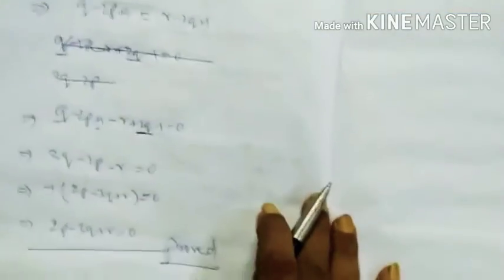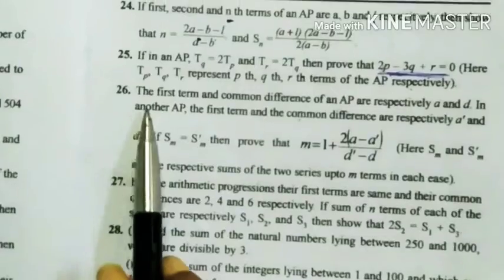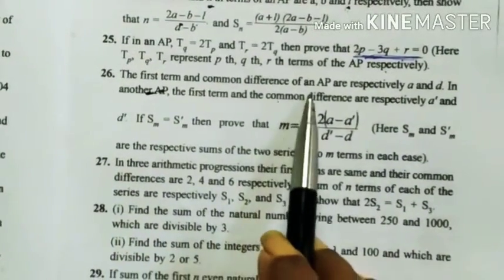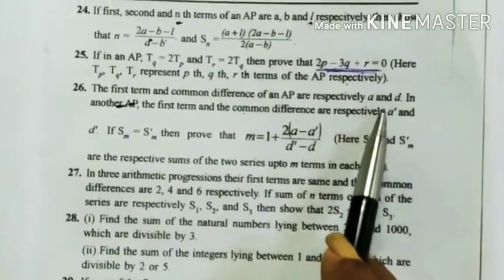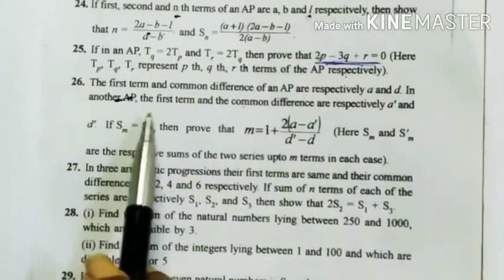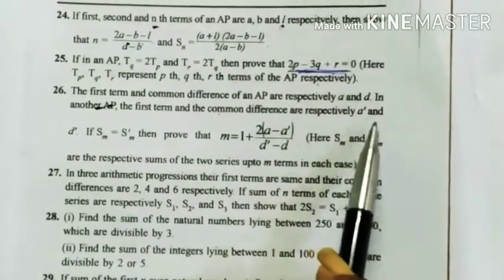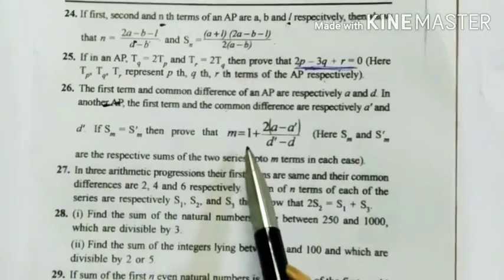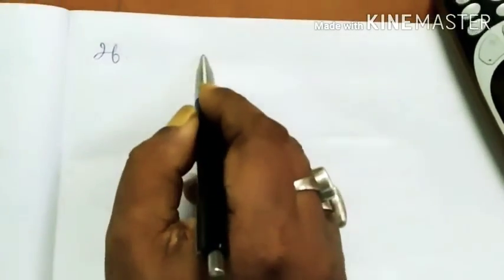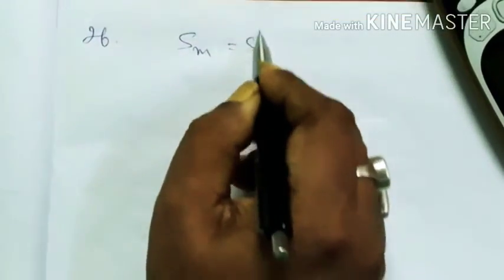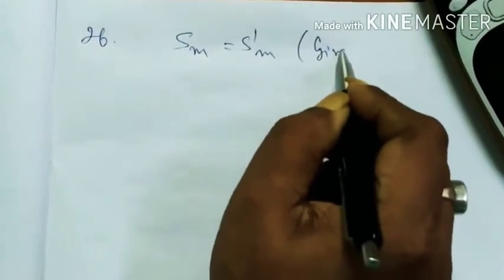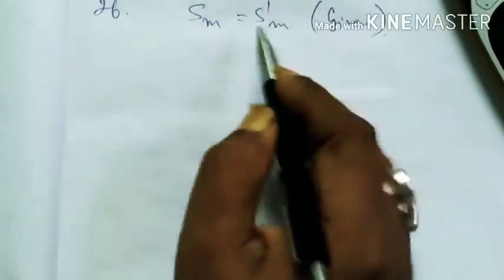Now I'm going to question number 26. The first term and the common difference of an AP are respectively A and D. In another AP, the first term and common difference are respectively A dash and D dash. You have to prove this. It is very simple. It is given to you that Sm is equal to S dash m.